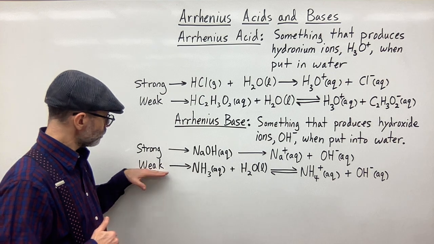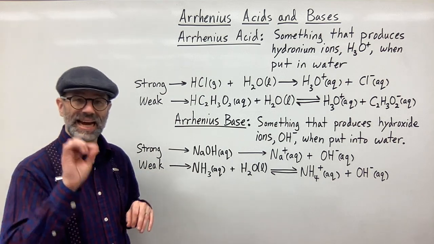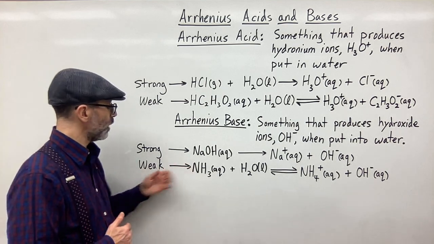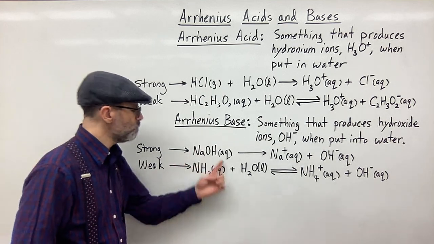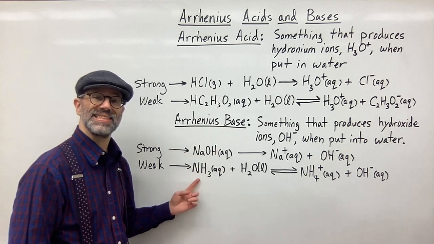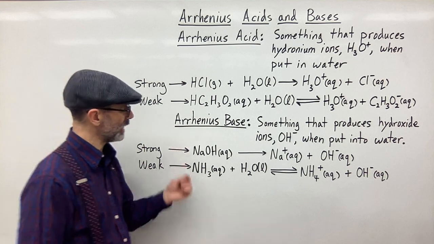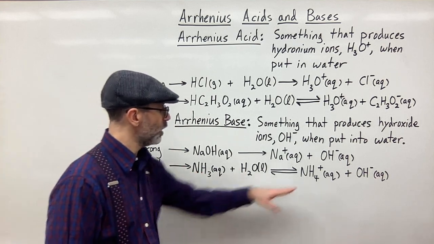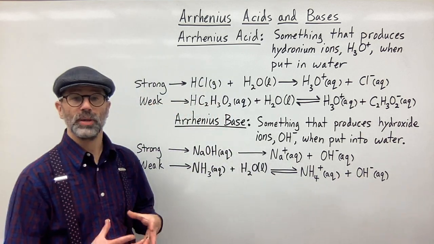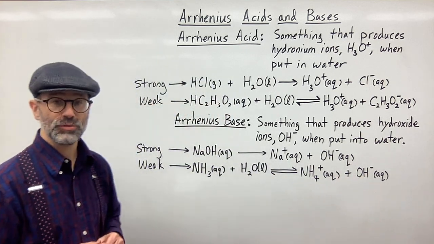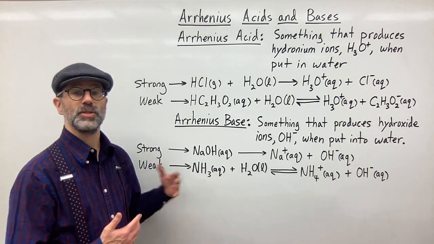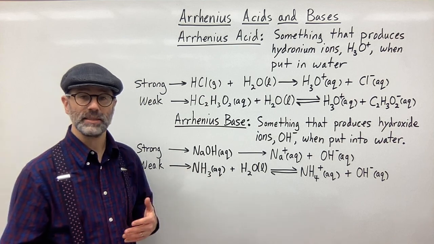Weak means that only a tiny fraction will actually react with the water. So when I put ammonia in the water, most of it, a large percentage of the ammonia, is going to stay in this form. A very tiny fraction is going to react with the water to form the ammonium ion and hydroxide. But there will be a little bit of that produced. So that, again, is how we distinguish between strong and weak acids and bases.